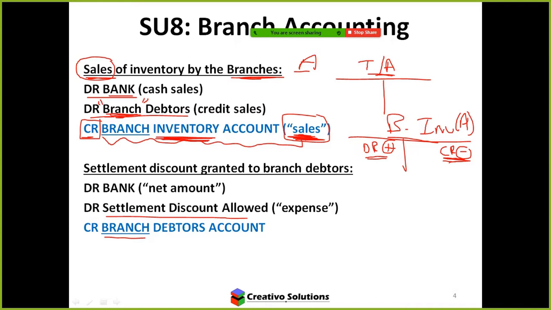You wouldn't expect a branch in, let's say, the Western Cape to collect debtors from a branch in Gauteng. That wouldn't make any sense. So the branch is responsible for their own clients. If you're selling goods to clients of your branch, it's your responsibility to collect the cash from those customers of that branch. Does that make sense? Yes.